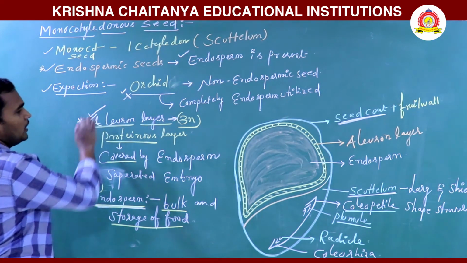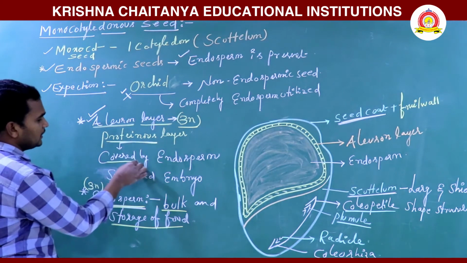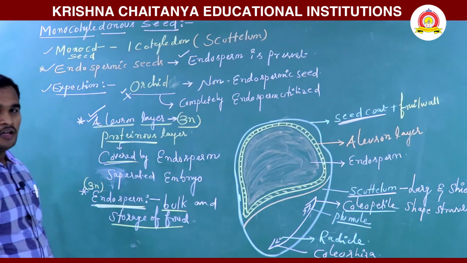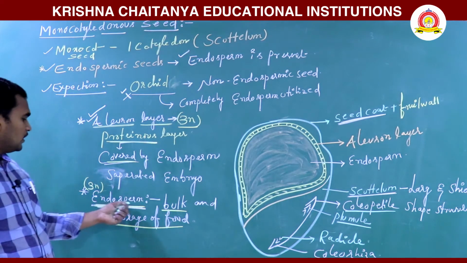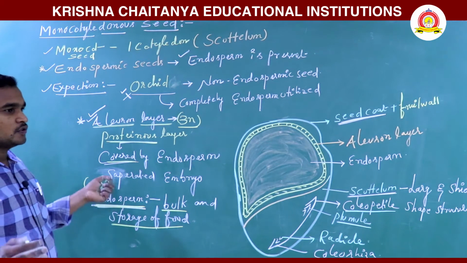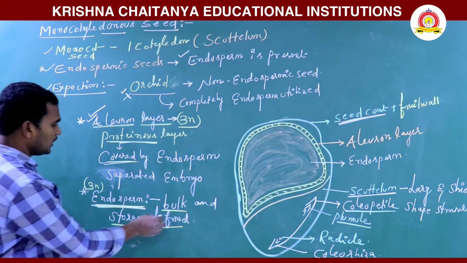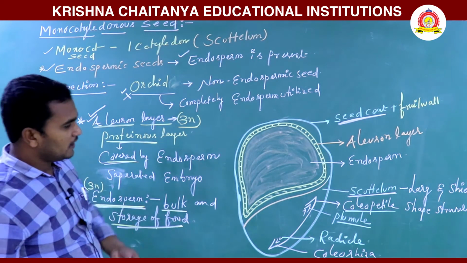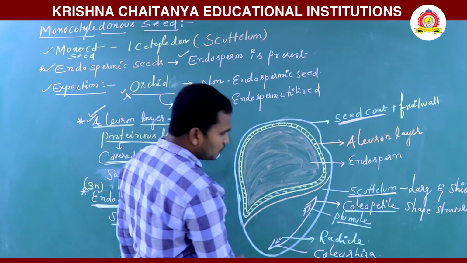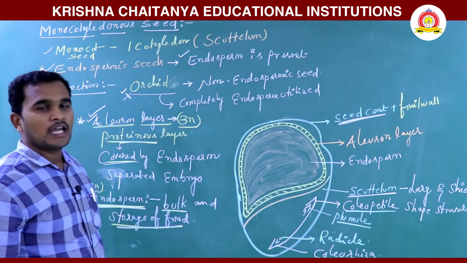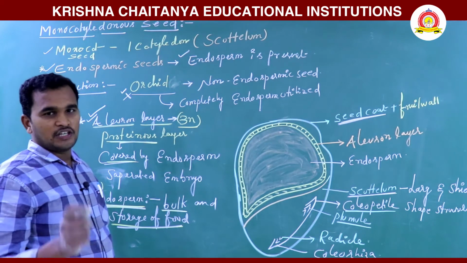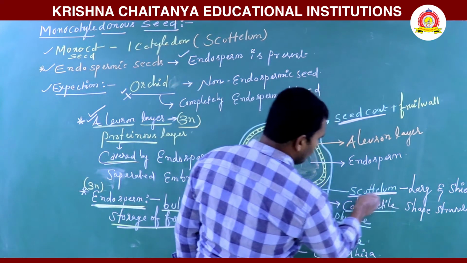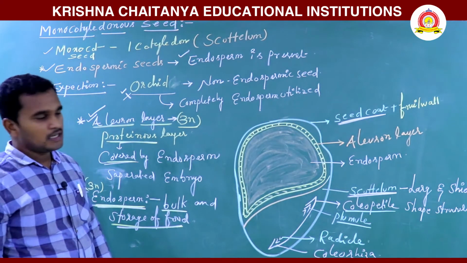Next is the aleurone layer. It is a proteinaceous layer that covers the endosperm and separates it from the embryo. Next is the endosperm, which occupies a large space and stores a bulk amount of food material. Next is the scutellum, a large shield-shaped structure situated at one end of the embryo.